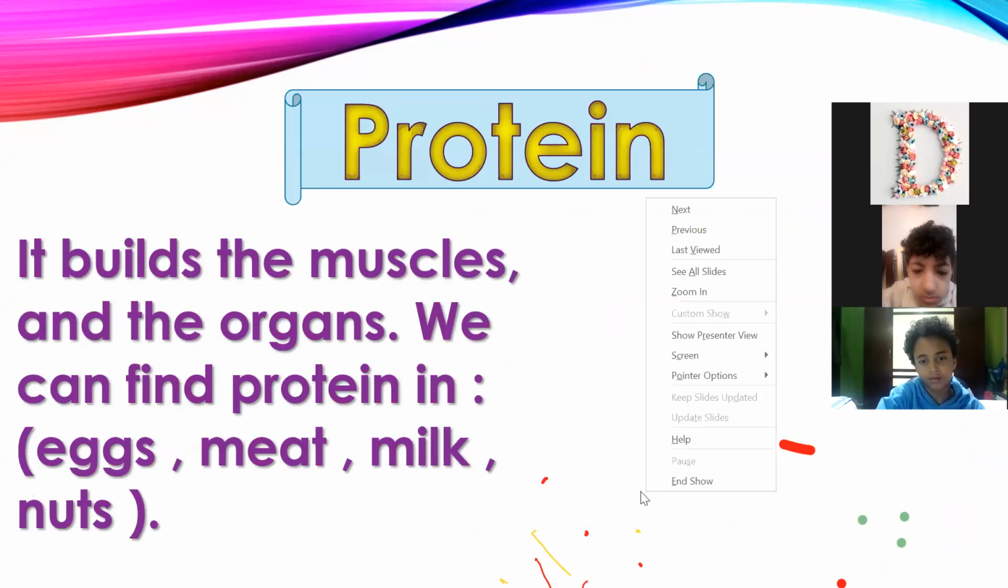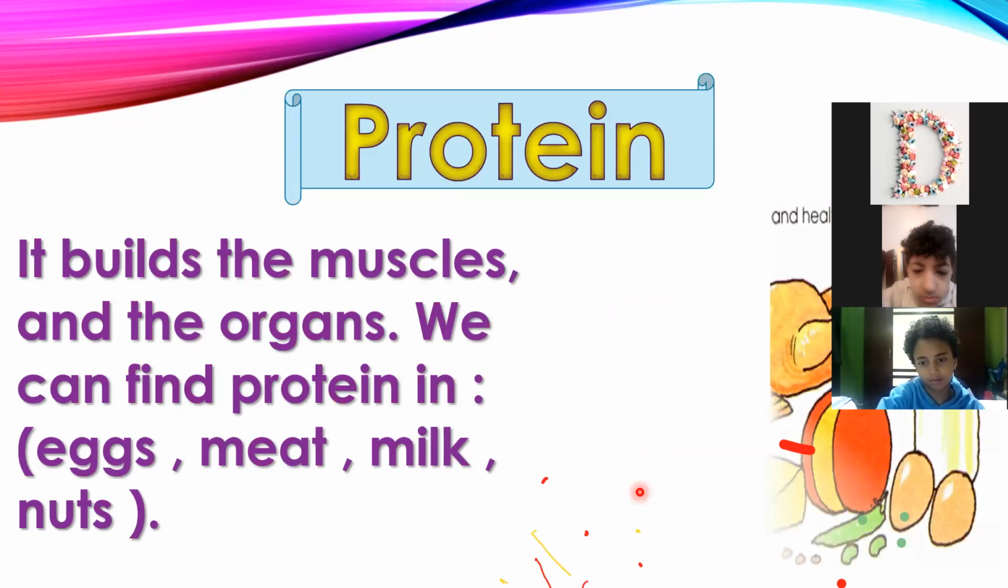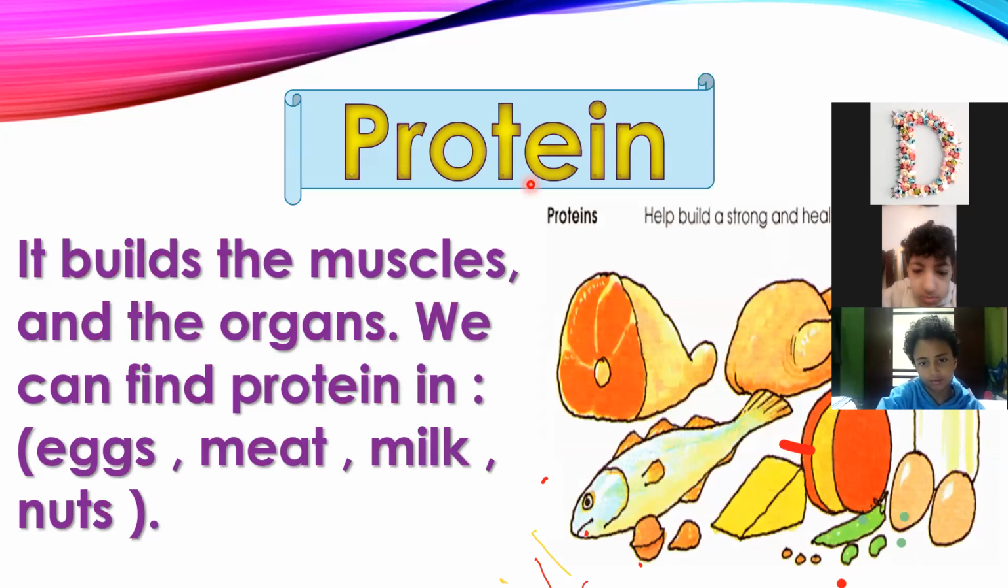Protein. This protein is a nutrient, and it builds the muscles. And we know the muscles. The muscles are what? They are the soft thing that is beside the bones. So the protein builds the muscles and the organs. It is a very important nutrient inside our food, because we get benefit from this protein for the muscles and the organs.